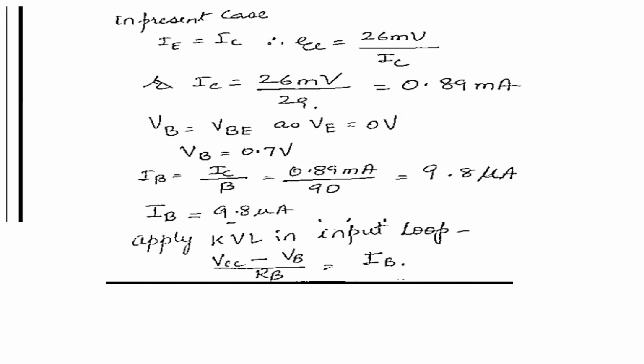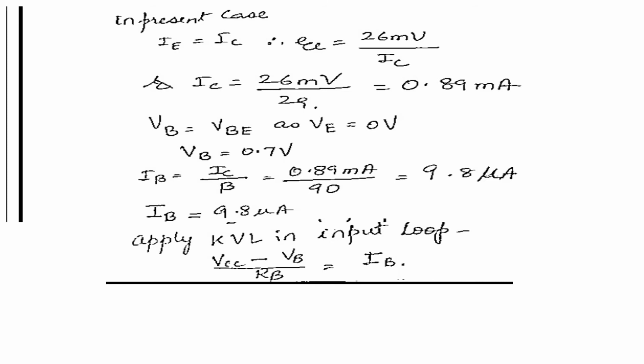Find out the base voltage VB. VB is almost proportional to VBE, as VE is equal to 0. The base voltage is equal to the forward biasing voltage 0.7 volts generally taken for silicon transistor. Then the base current IB is equal to IC upon beta, which is equal to 9.8 microamperes. So after substituting the values, it gives you answer as 9.8 microamperes.